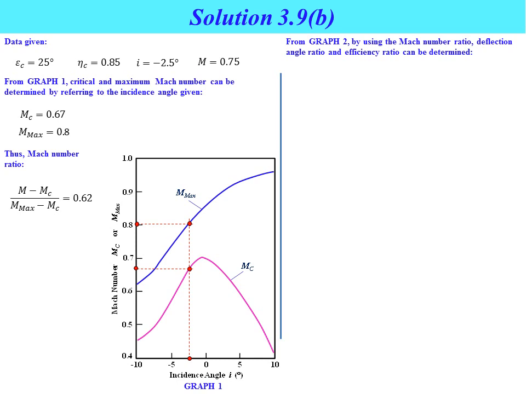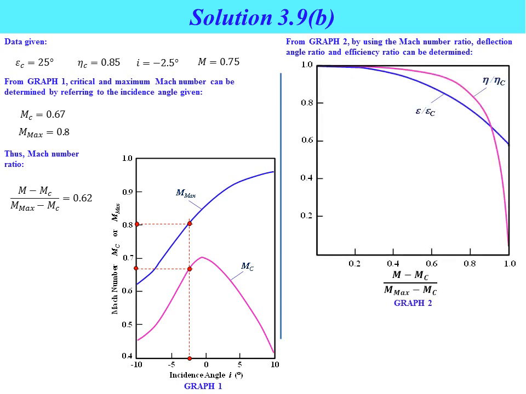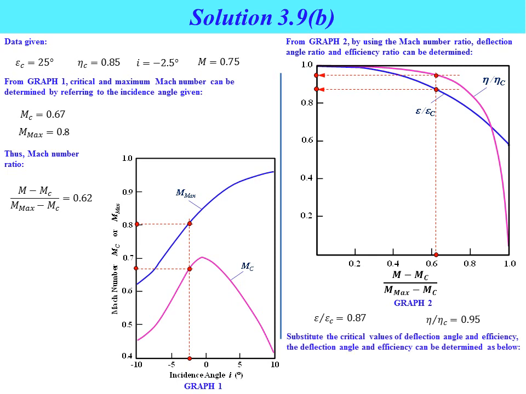From graph number 2, by using the Mach number ratio that we obtained, deflection angle ratio and efficiency ratio can be determined. From the Mach number ratio, we can obtain the value of deflection angle ratio, where the value of deflection angle ratio equal to 0.87, and also we can obtain the value of efficiency ratio, where the efficiency ratio equal to 0.95. So substitute the critical values of the deflection angle and efficiency. The deflection angle and efficiency can be determined as below. So deflection angle equal to 21.75 degrees, efficiency equal to 0.81.